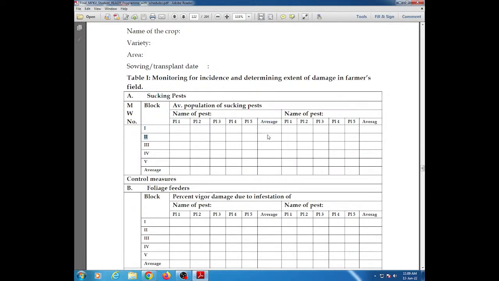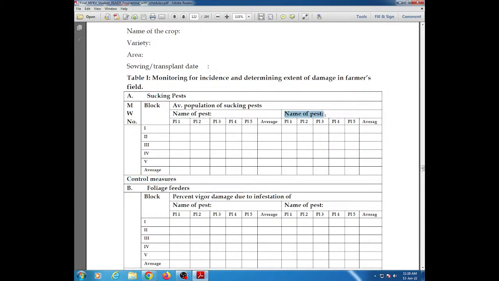Same way in block 2 you have to write the average, block 3 you have to write the average, block 4 you have to write the average, block 5 you have to write the average, and the average of all these averages will give you the number of pests present in the plants. That will define whether that pest is above or below the economic threshold level, and on the basis of this you will give the suggestions for the control measures.